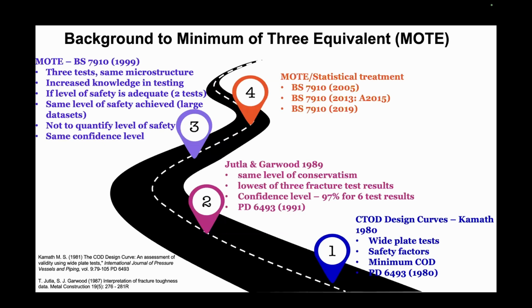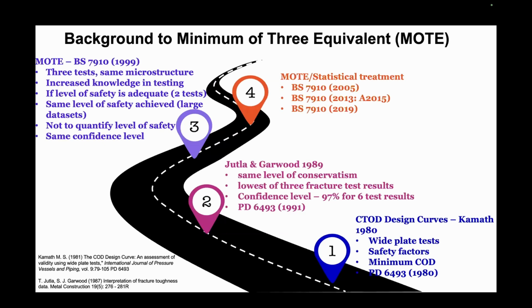So Jutla and Garwood then continued on this, using the method of design curves and a probabilistic analysis to see if the same level of confidence could be achieved by testing 3 specimens. This improved upon wide plate tests, which were complex to test and more expensive. They were now testing SENB tests, which were simpler but used thicker specimens. What we should note is that constraint was not taken into account in those days. And so the second draft of this public document was drafted after Garwood and Jutla's work.